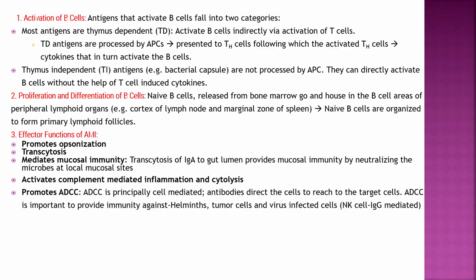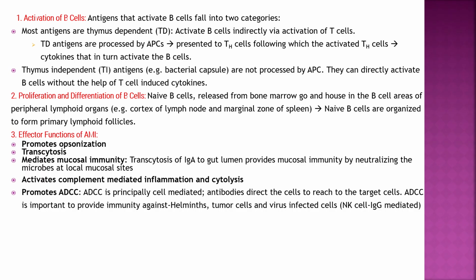Activation of B cells. Antigens that activate B cells fall into two categories. Most antigens are thymus dependent antigens. They activate B cells indirectly via activation of T cells. The TD antigens are processed by APC and presented to T helper cells, following which the activated T helper cells produce cytokines and that in turn activate B cells. Thymus independent TI antigens, for example bacterial capsule, are not processed by APC. They can directly activate B cells without the help of T cell induced cytokines.